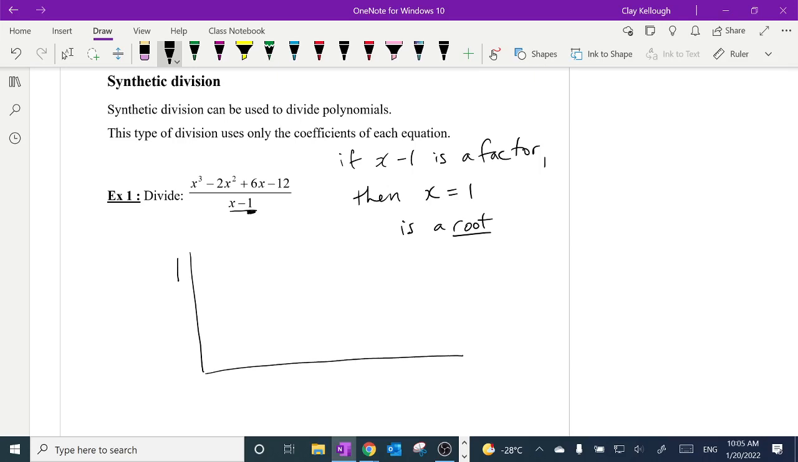And on the L chart, I put all of the coefficients and the constant of the thing I'm dividing into. So this is 1x cubed, so a 1 goes here. This is minus 2x squared, so a minus 2 goes here. This is plus 6x, so 6 goes here. And this is minus 12, so minus 12 goes here.